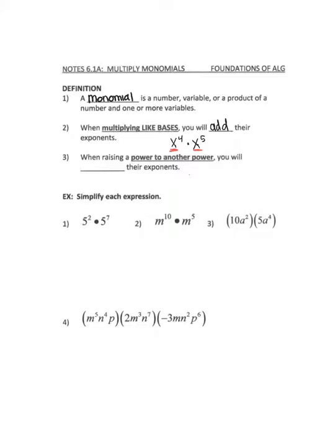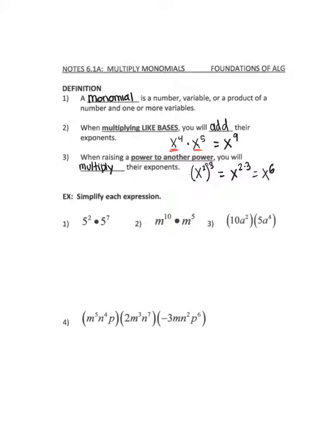When raising a power to another power, so if we had x to the second, to the third, we are going to multiply their exponents. So that would be 2 times 3, which gives me x to the 6th. And up here we added, so we would get x to the 9th. Okay, so let's look at some examples below.